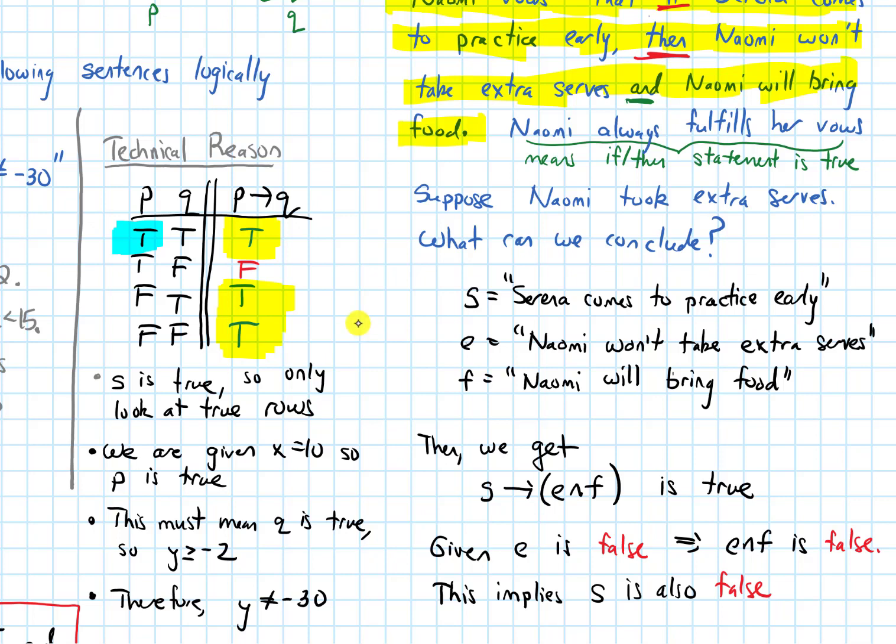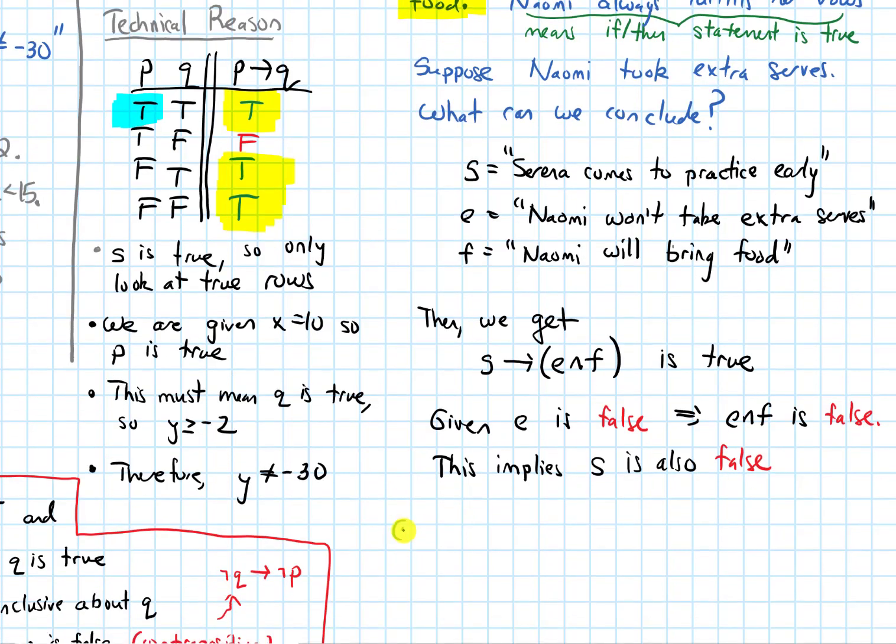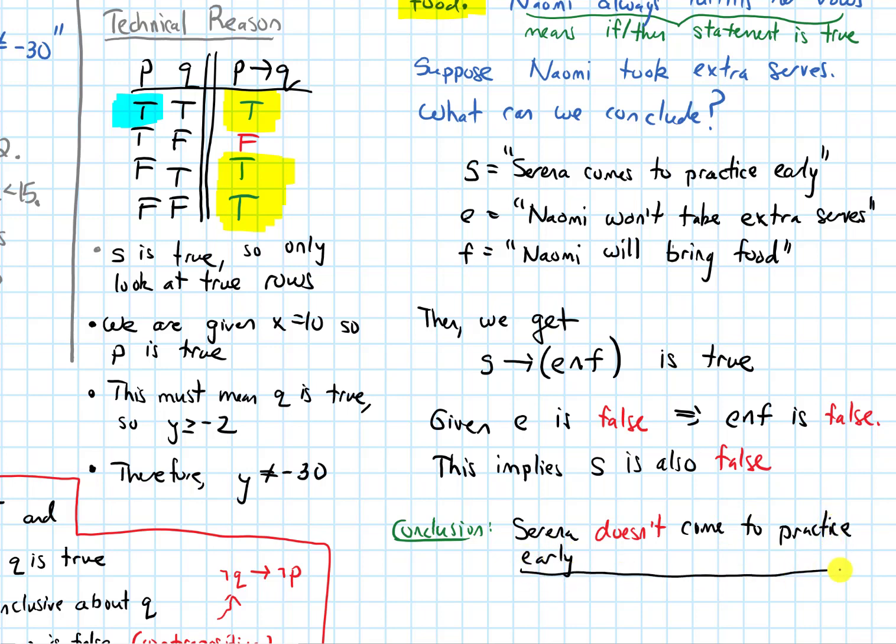All right, so let's write our conclusion in words. The question was asking, what can we conclude? So S is false, which means Serena doesn't come to practice early. Okay, so I want to box that.